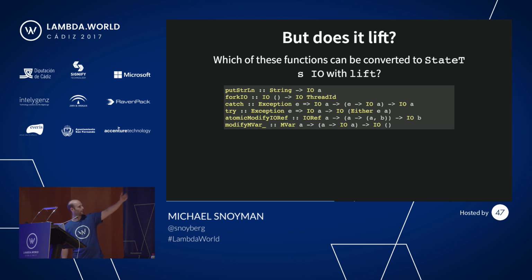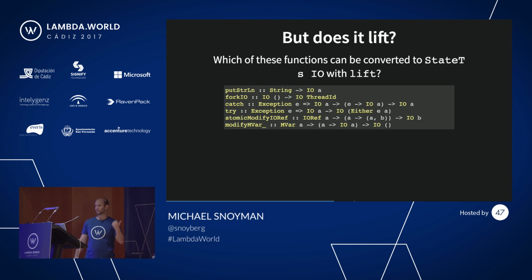So putStrLn has I/O appearing only as the output from the function. It's only in positive position. And that means that you can simply do liftIO on the result of a putStrLn, and now it'll run in a StateT or a ReaderT or anything else on top of I/O. So therefore, this is not a control function. This is simple, and you can lift it without any kinds of problems.